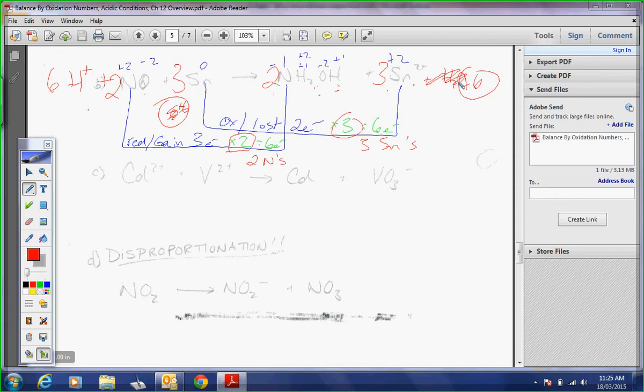And now I balance the rest by sight, but it's all balanced already. There aren't any other elements that we haven't looked at. Happy? Once we put the subscripts in, I feel like that's going to make it easier, and chances are you're not going to get a subscript one at all. Okay?